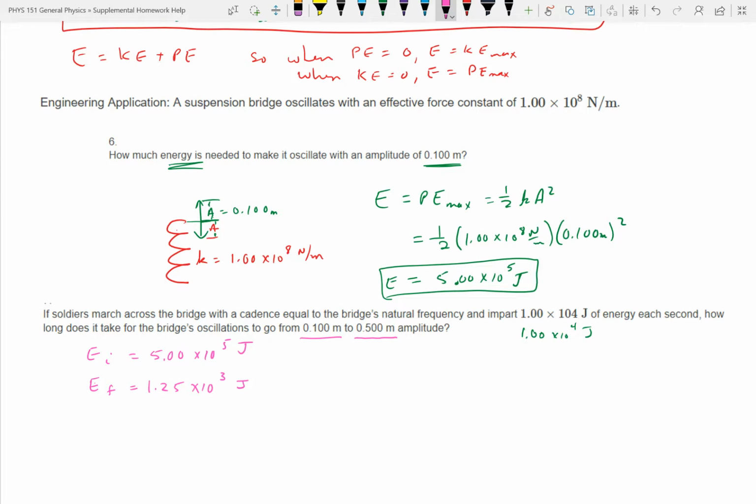Now, I didn't do the calculation carefully. I did it in my head, so hopefully I didn't make a mistake. You would do it by saying 1/2 of 1.00 times 10 to the 8th newtons per meter times 0.500 meters quantity squared. What I got is very different from that. I went the wrong way. I went down 2 instead of up 2. That's a little embarrassing.